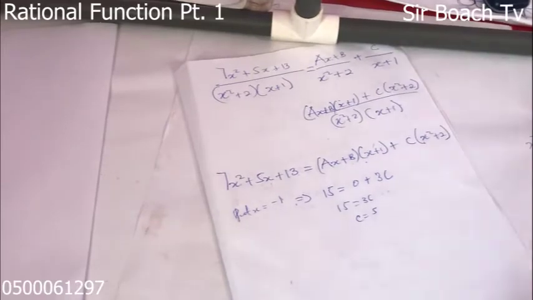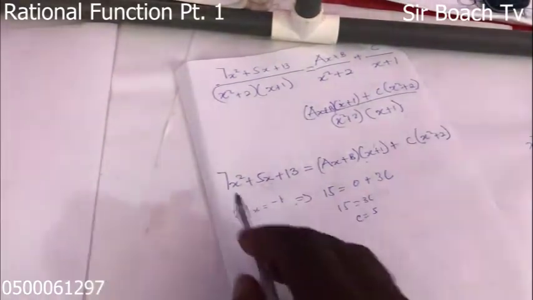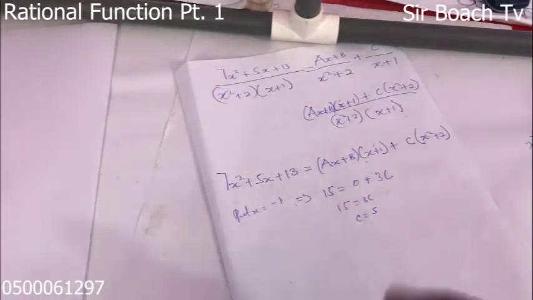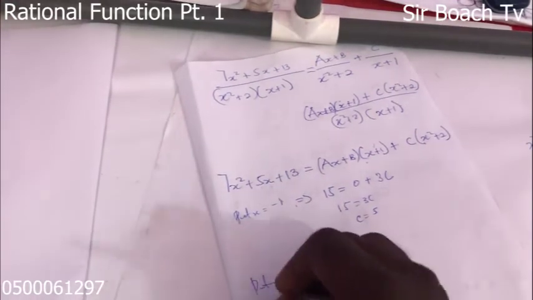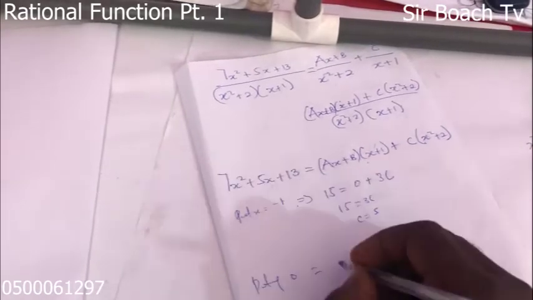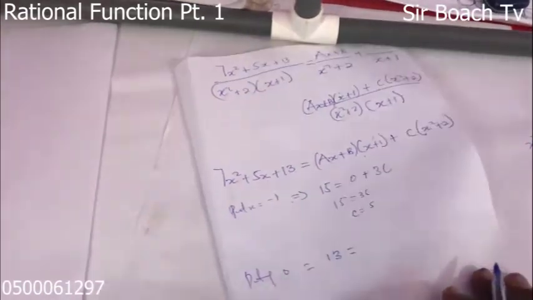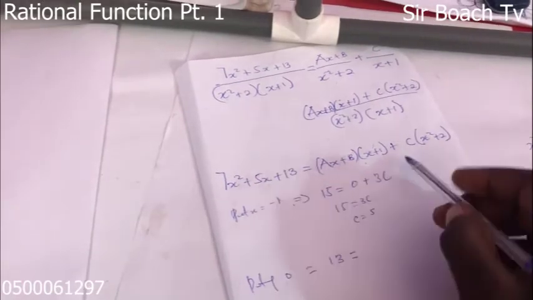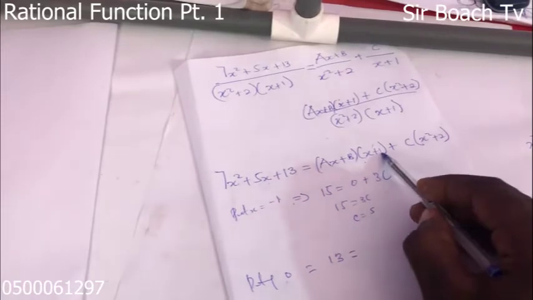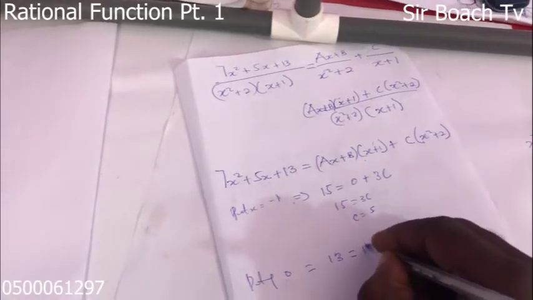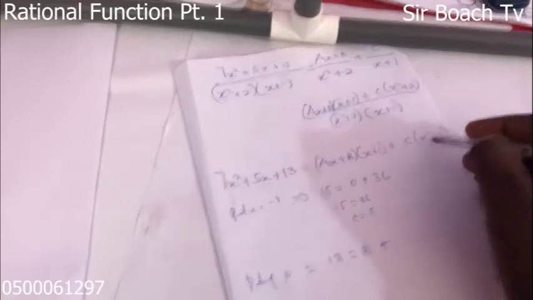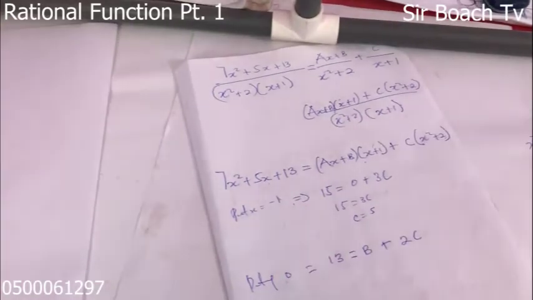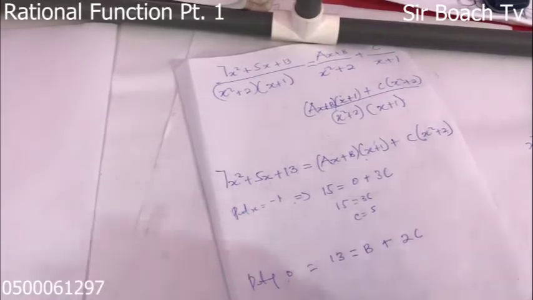Now let's go to the other one. Let's use 0. Now if I put 0 here, everything here will be 0. If I put 0 here, everything here will be 0. So putting 0, we're going to get only 13 here being equal to. Now if I put 0 here, everything here will be 0. Let it only be 1 here. So I'm going to get B plus, if I put 0 here, this will be 0, left with 2C.